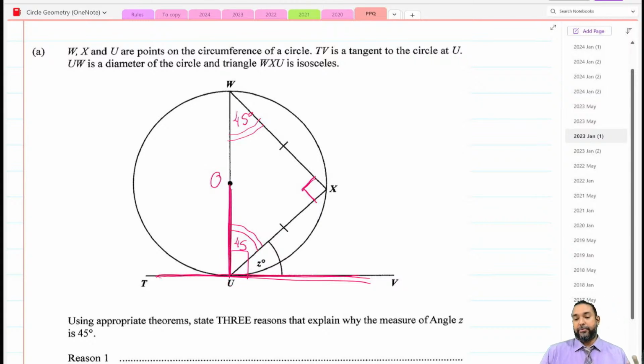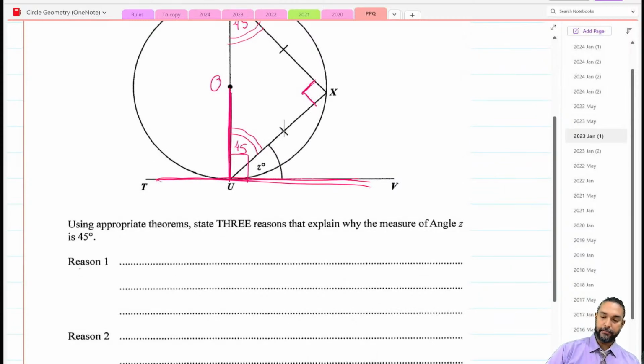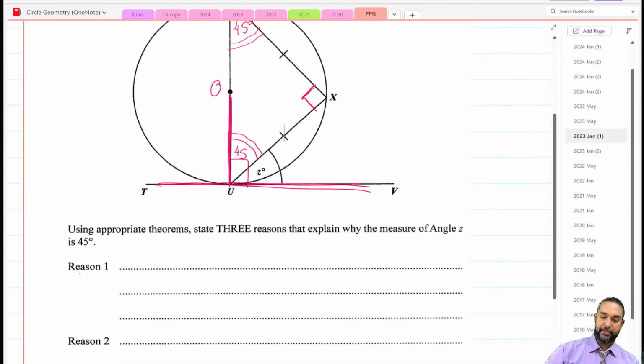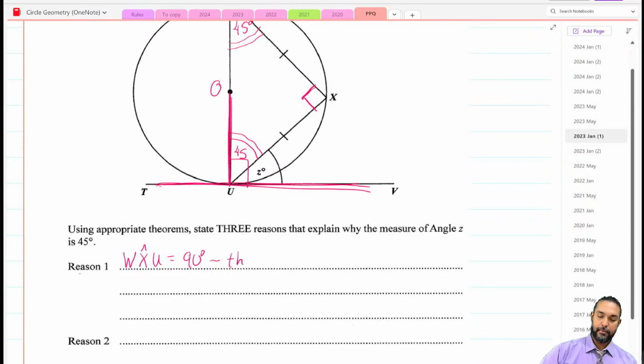So the three reasons they probably wanted is that the angle in a semicircle is 90 degrees. The sum of the angles in a triangle is 180. And the angle between tangent and radius is 90 degrees. Right? So WXU is 90 degrees. Right? The angle in a semicircle.